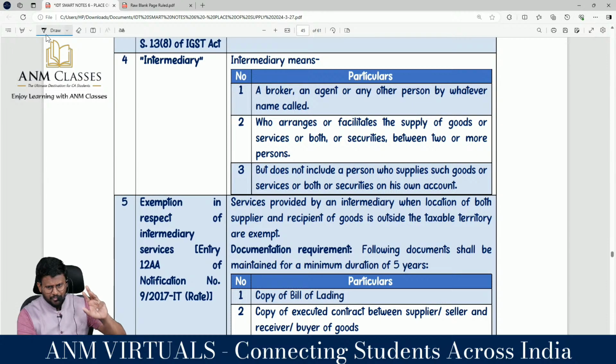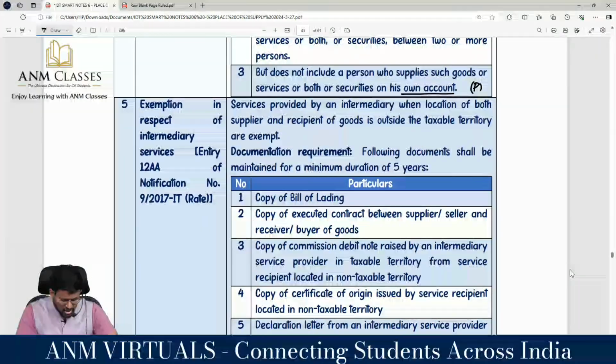Whether broker or agent, or any other person who arranges or facilitates the supply of goods or services or both or securities between two or more persons, but does not include a person who supplies such goods or services or both on his own account. Because if it is on own account, they become principal. They will not become an agent. Only if they are an agent do they become an intermediary, right? So if you are providing intermediary services, then also it is covered under the provisions of 13 subsection 8.